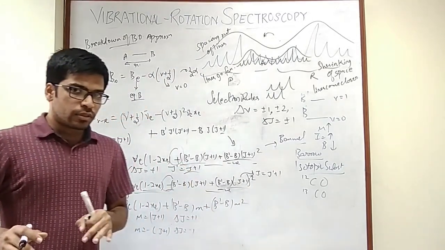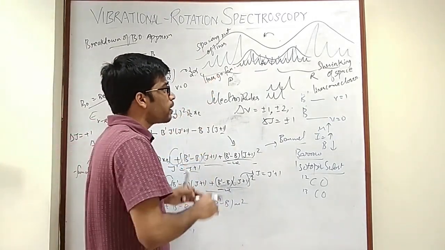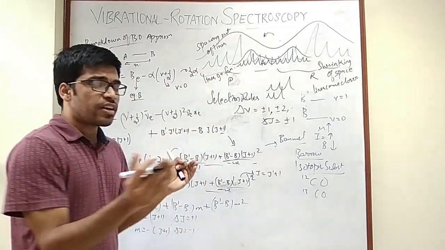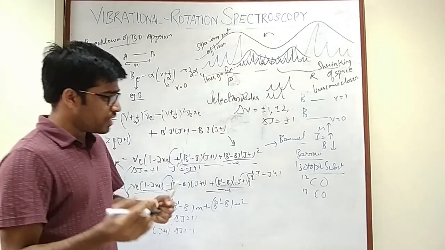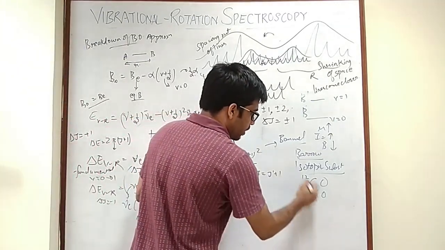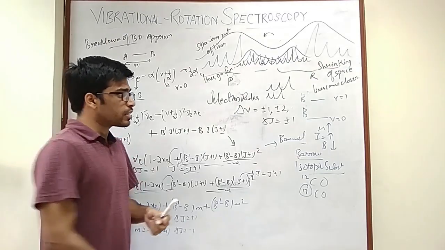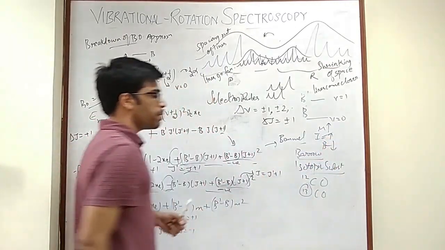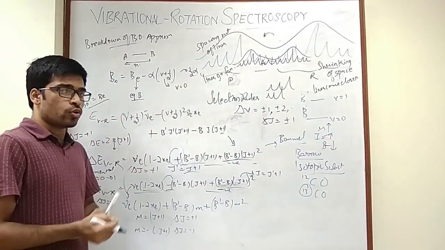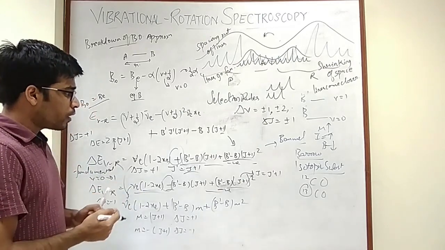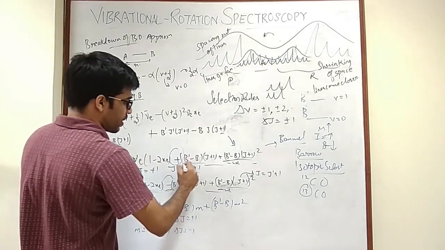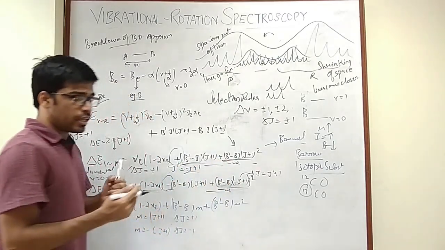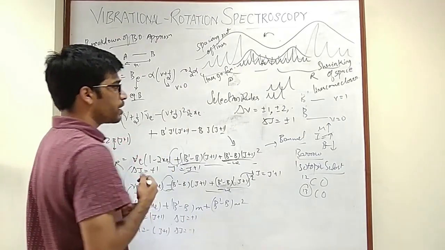The nature of the spectra still remains the same. What has happened is the peaks have become very much closer. And why is that? Because in 13C, the reduced mass increases, inertia increases, B becomes small, so the peaks will come closer. Or in other terms, the effects of these are going to be lesser in the case of 13CO.